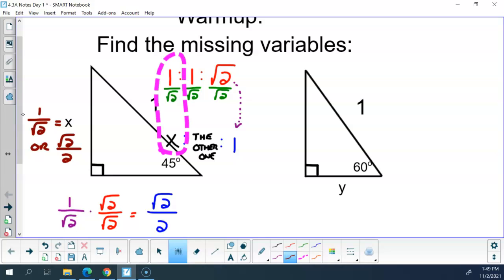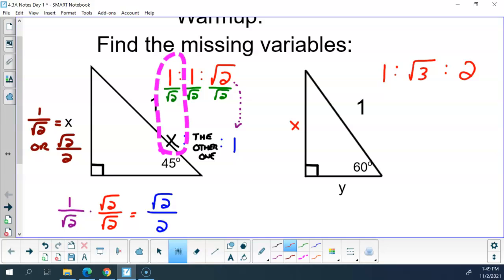Next one, what kind of a triangle is that? 30, 60, 90. I'm going to throw an X in here just so that we get in there. What is the ratio of a 30, 60, 90? 1, square root of 3, and 2. Okay? So that is short leg to long leg to hypotenuse.